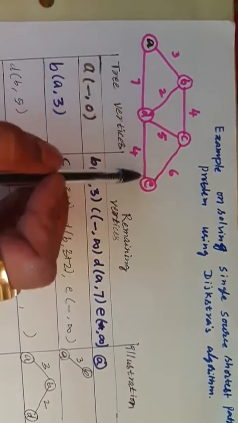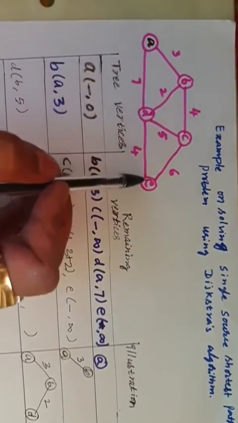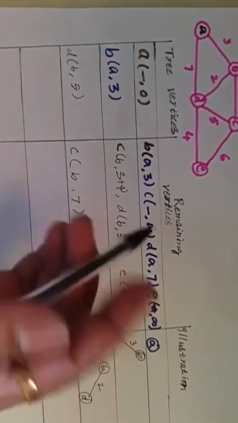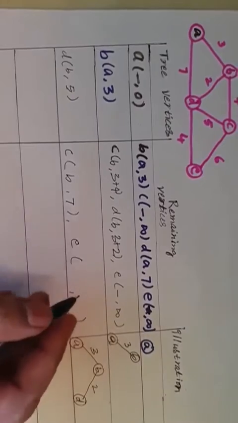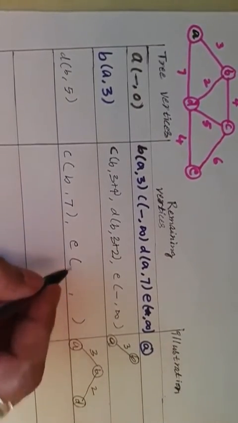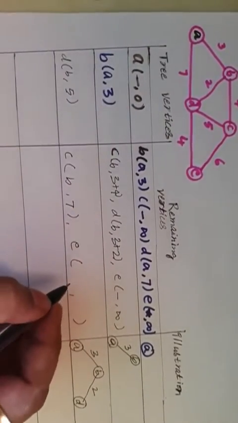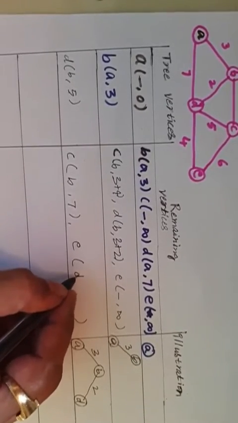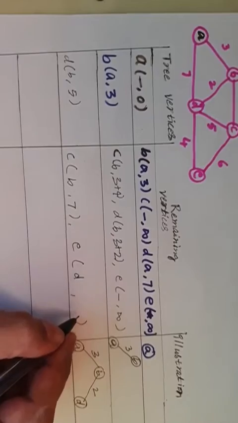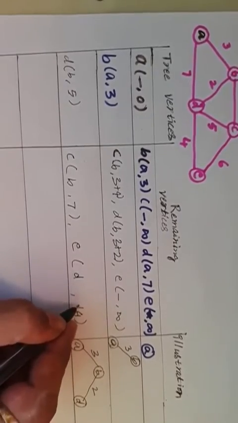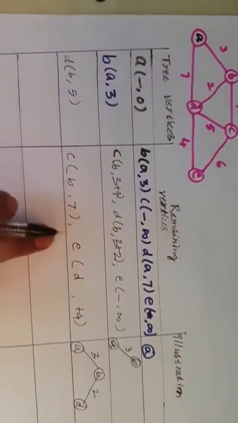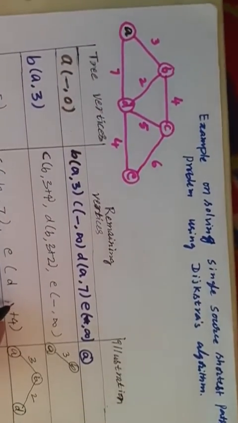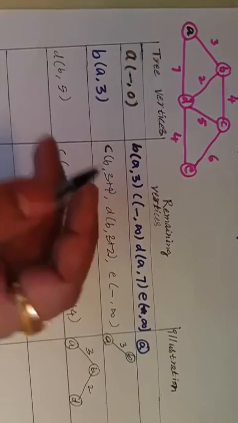And the ADE path is 11, the ABDE path is 9. So which one is minimum? 9. Okay, hence let me choose the shortest path to reach A from E, through which vertex? D. It's how much? 4 plus 2 plus 3 is 9.